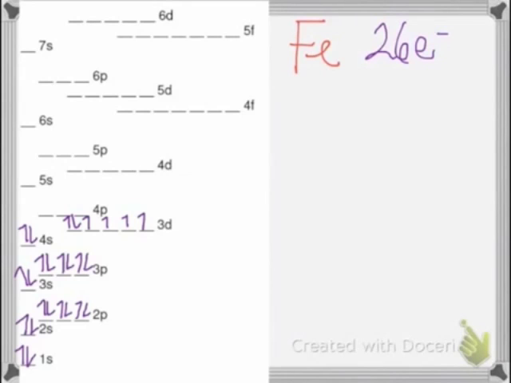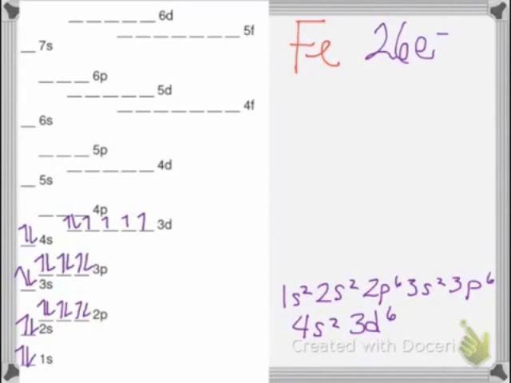Now we need to write out our electron configuration. It's exactly like we've been doing, just longer now. So let's see what we need to write. We have 1s2, 2s2, 2p6, 3s2, 3p6, 4s2, and 3d6.